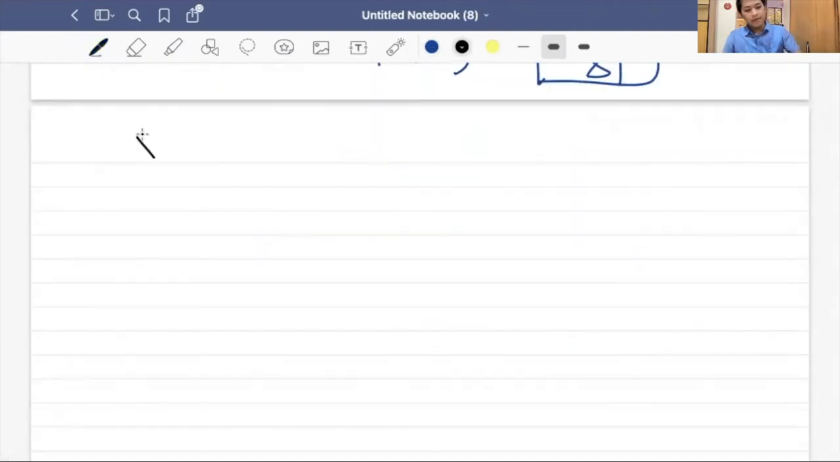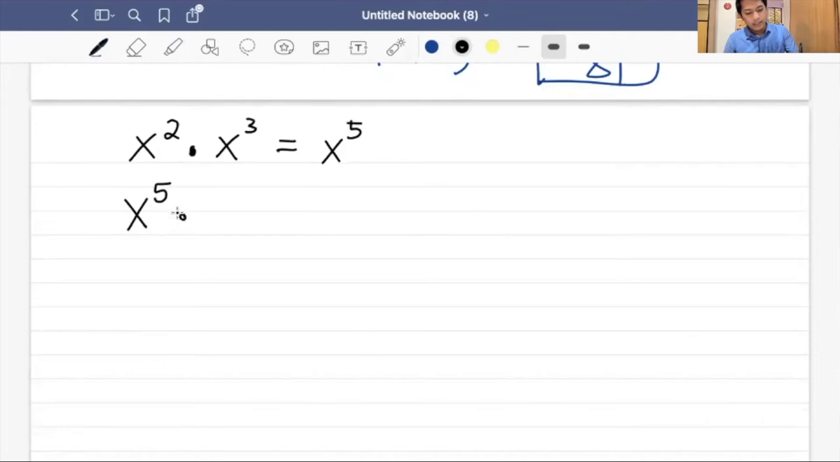If I have here x squared times x cubed is equal to x to the fifth power. I want you to observe. If I have here x to the fifth power times x to the seventh power, that is equal to x to the 12th power.